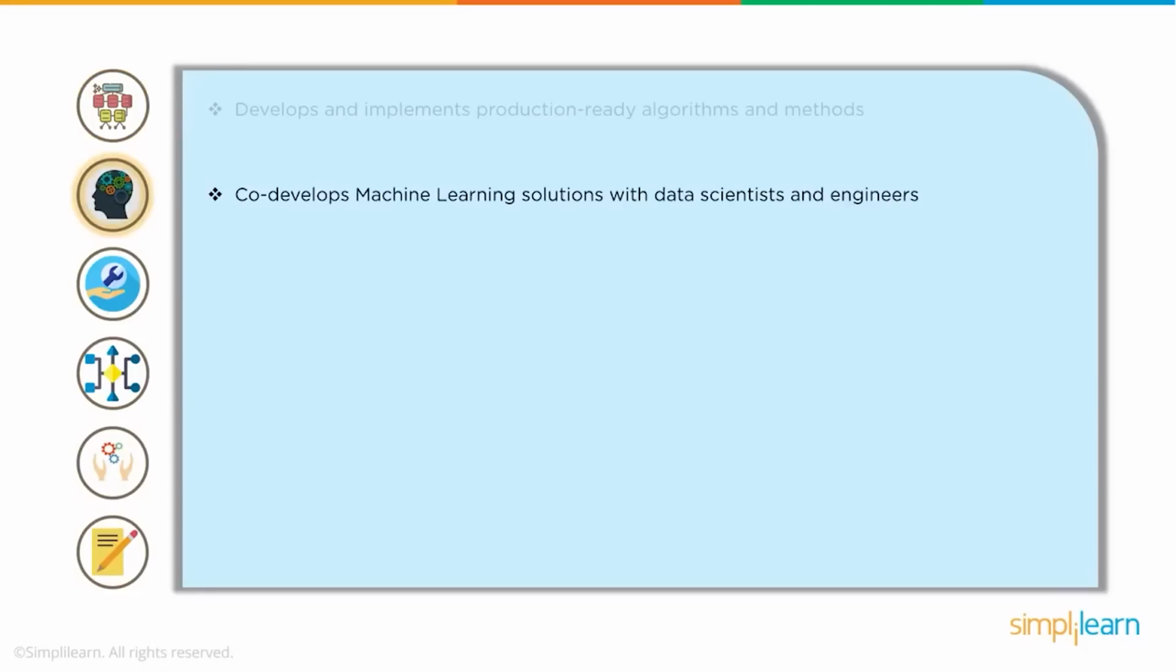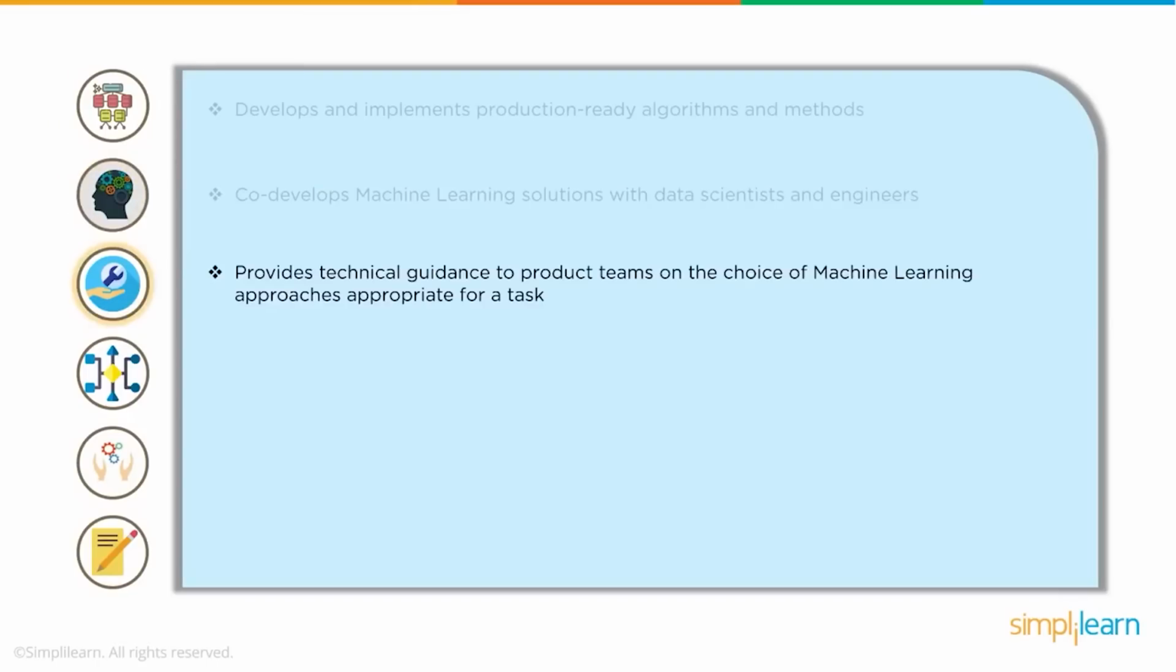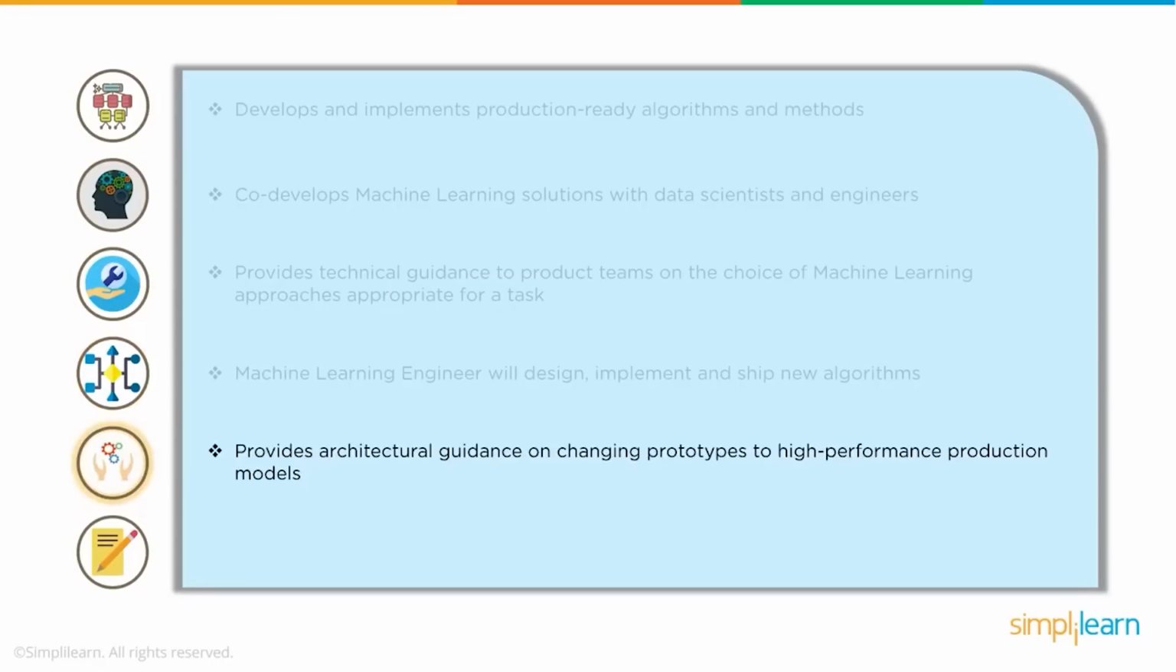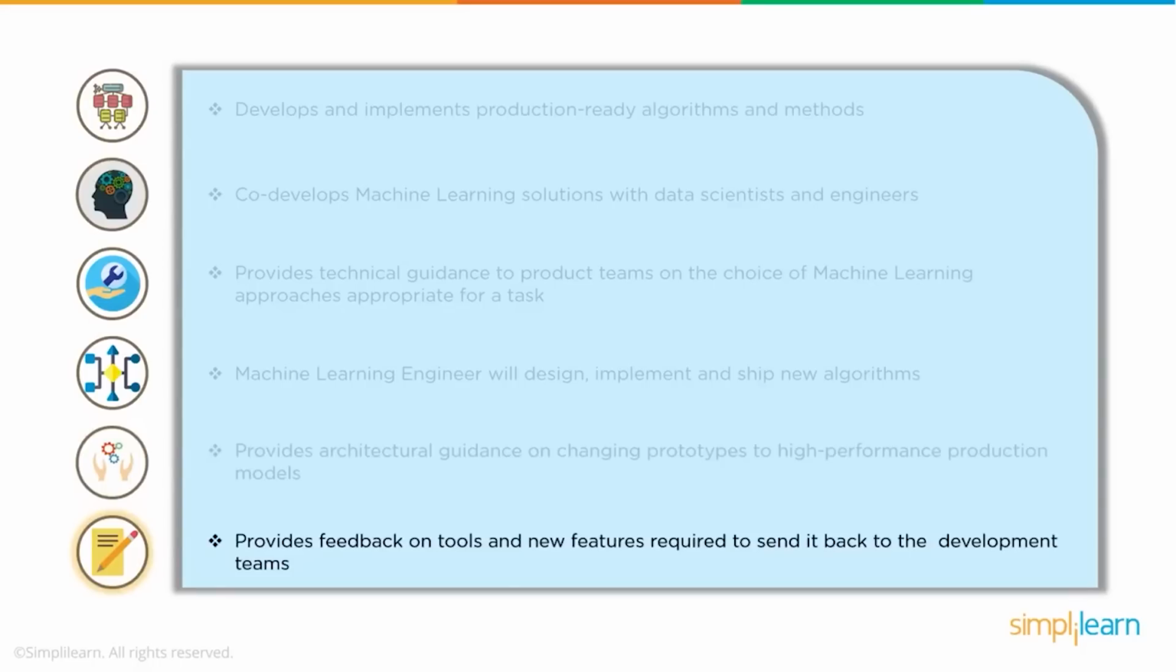Co-develops machine learning solutions with data scientists and engineers. So you're going to be working as a team. The data scientists are going to be developing this, and then you're going to be implementing it. Provides technical guidance to product teams on the choice of machine learning approaches appropriate for the task. Machine learning engineers will design, implement, and ship new algorithms. Provides architectural guidance on changing prototypes to high-performance production models, and provides feedback on tools and new features required to send it back to the development teams.